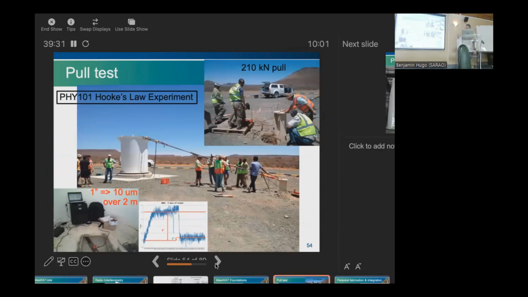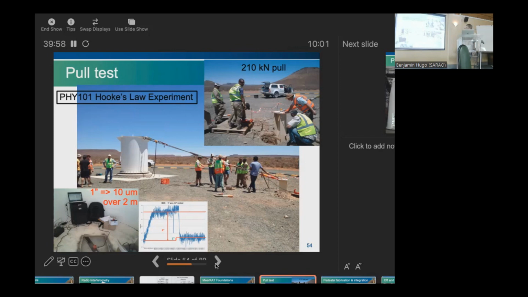Again, system engineering: having built the foundation, is it as stiff as we thought it was? And you do a physics first year experiment. You stick a post into the ground and you put in a cable and hydraulic jack, and you pull to see if that dish does in fact move, or if that foundation does move, and it does. And more importantly, does it go back to where it was when you left it behind? So, Hooke's law applies. If Hooke's law applies, then you've built a good foundation. A lot of fun.